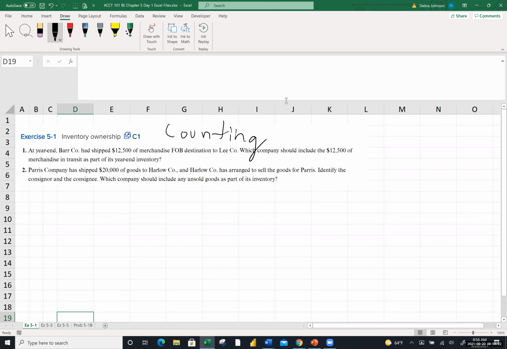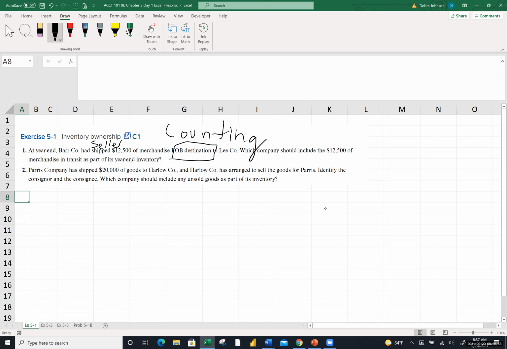So I wanted to put one in here to give you an idea of what a counting problem may look like. So basically, when we're counting, we're asking ourselves, does the company own the goods? Should they be counted or not? Okay, so number one says, at year end, Bar Company had shipped 12,500 of merchandise, FOB destination. Right now, what they just told us, if they're shipping it, they are the seller.